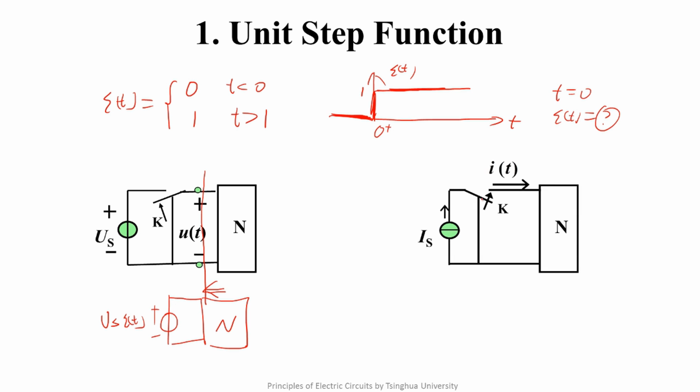Similarly, when t is less than 0, the current source is short. When t is greater than 0, the current source supplies the electricity to the dynamic circuit. Seen from here to the left, the whole part can be equivalent to a current source, which is Is times epsilon t. The two circuits are equivalent.